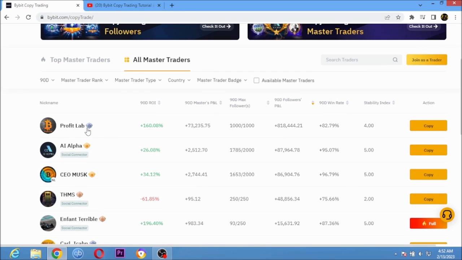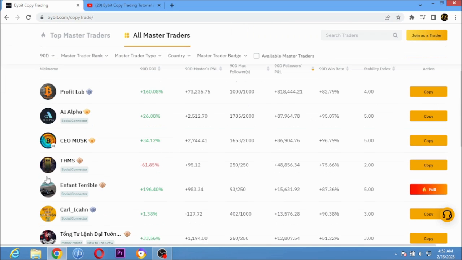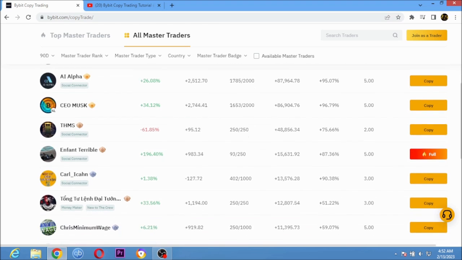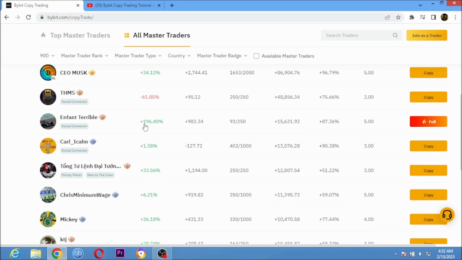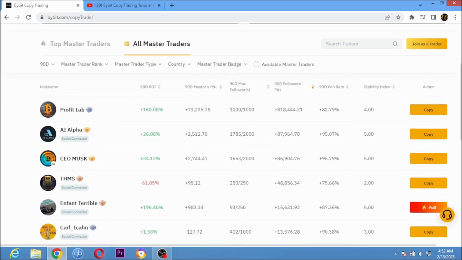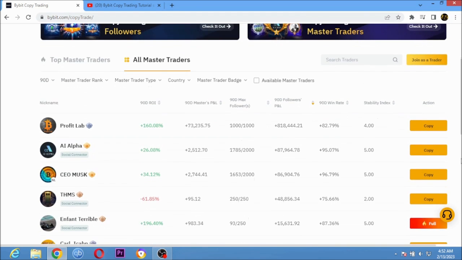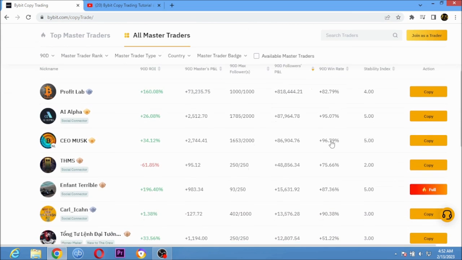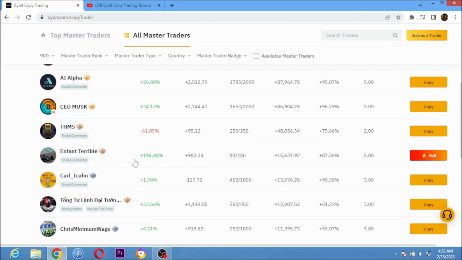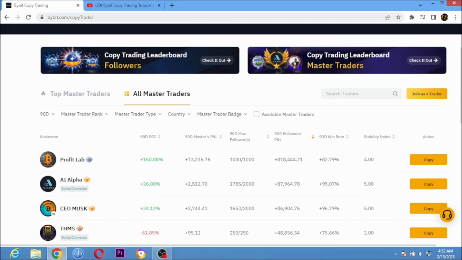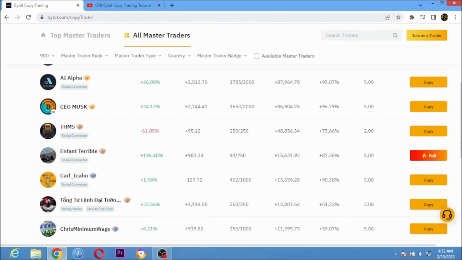So this trader, you can see, let's say that this person has made 196% in 90 days. So you can see that this one is good. Another thing that you can see is the amount that he has made in profits. You can see the followers, then the winning rate, how he has been winning in the last 90 days, and the stability index. So let's say that this one is a good trader.